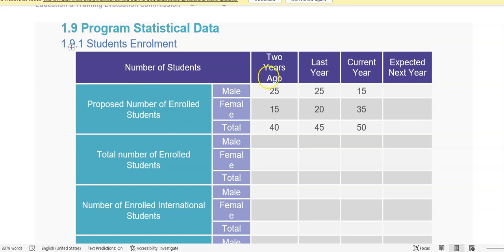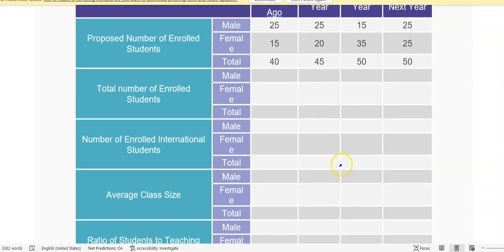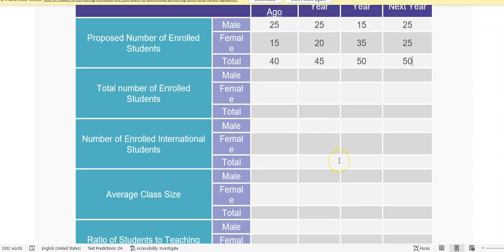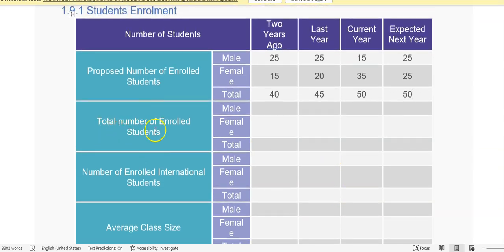For the proposed expected for the next year, we can write 25, 25, and the total is 50. So it is important to write logical numbers here. Now you are writing total numbers of really enrolled students.